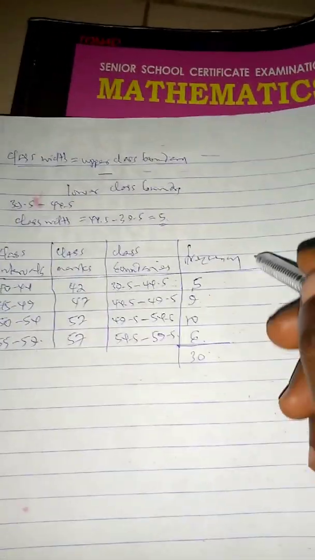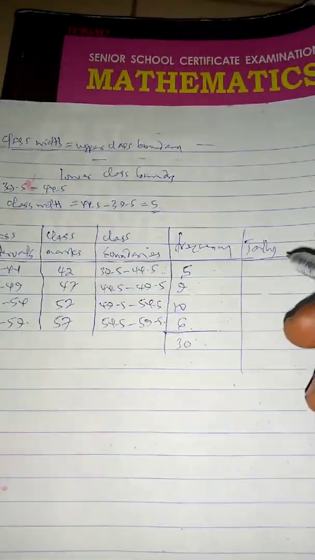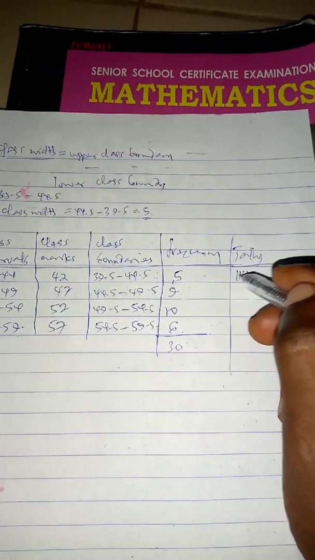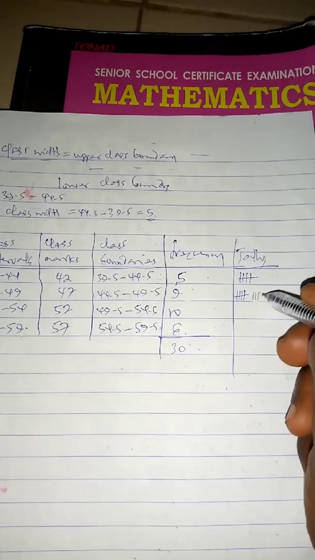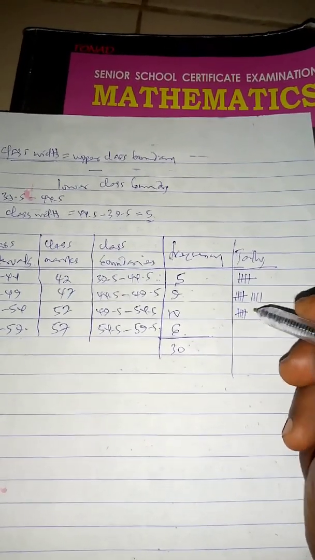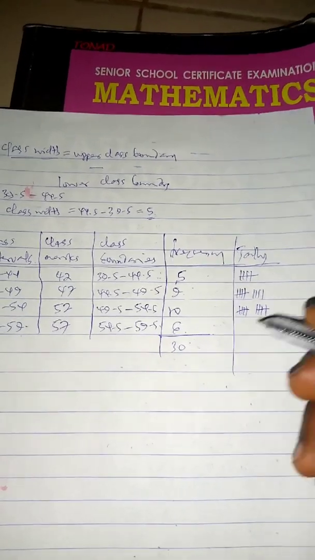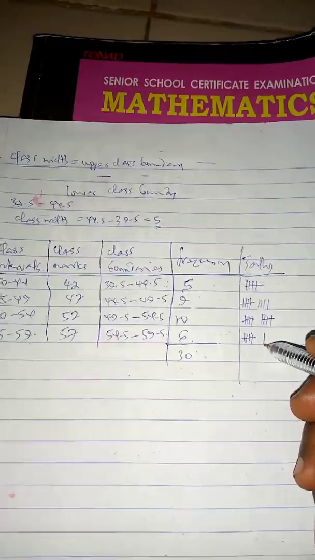We can include tally here. Tally should come before frequency. It's the same: 5 strokes, 9, 5 and 4, 10. 1, 2, 3, 4, 5. 1, 2, 3, 4, 5. 6.